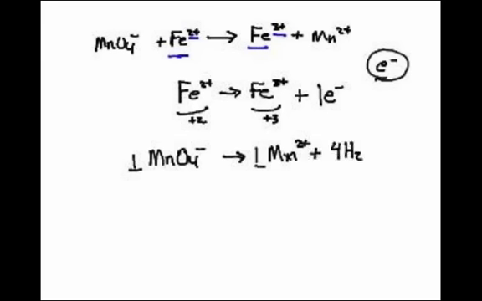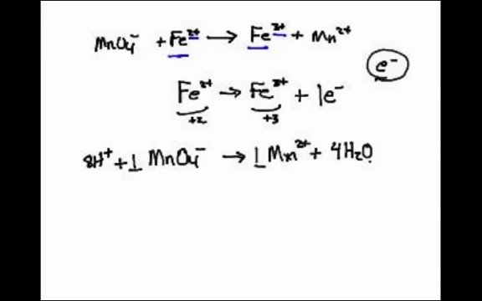Now why 4? Because there's 4 oxygens there on the left. Each water contains 1 oxygen, therefore you need 4 waters. Now we've just created a hydrogen problem. Now we have 8 hydrogens on the right, so we need 8 hydrogen ions on the left.